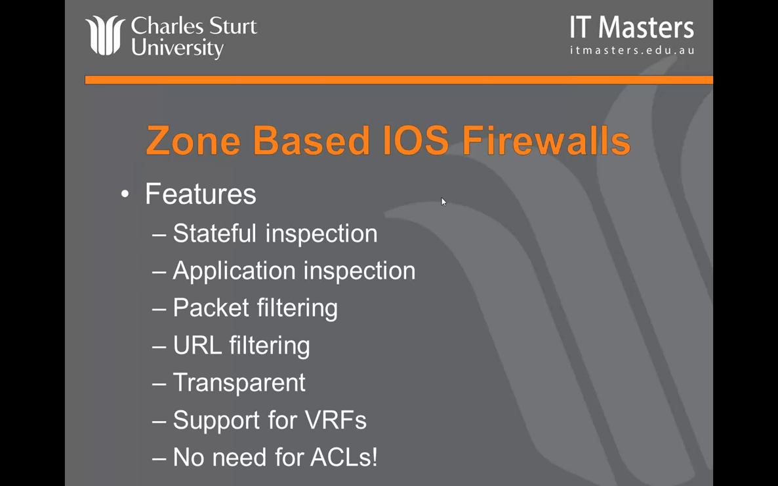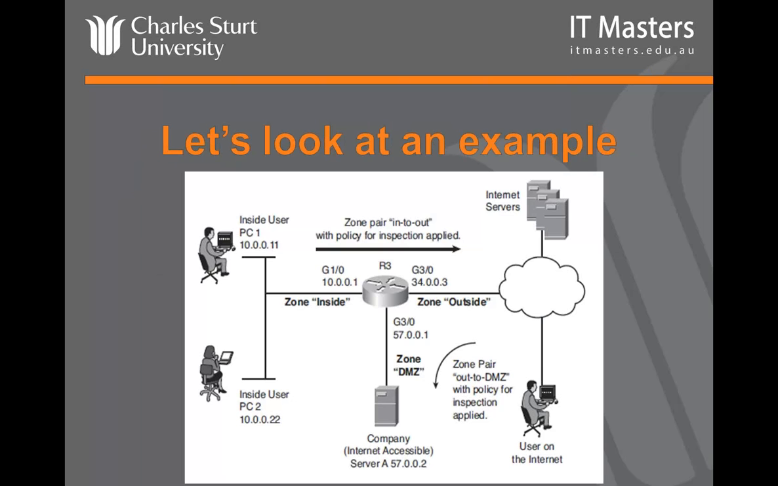Quickly, zone-based IOS firewalls. Features: they do stateful inspection, application inspection, packet filtering, URL filtering, transparent mode, support for VRFs, and no need for ACLs. A lot of things that they do. Let's look at an example.